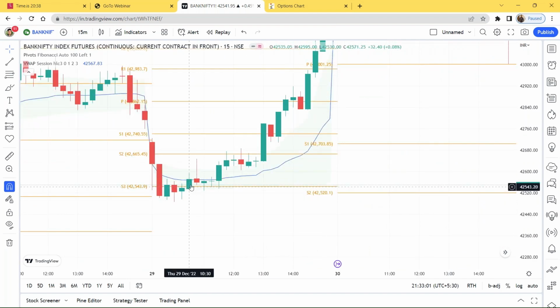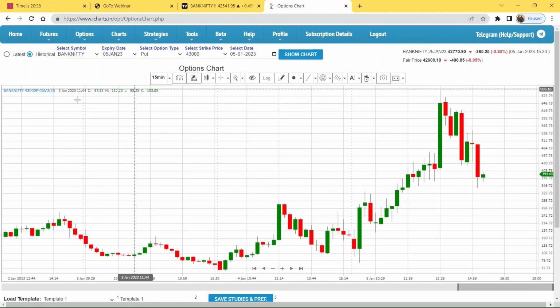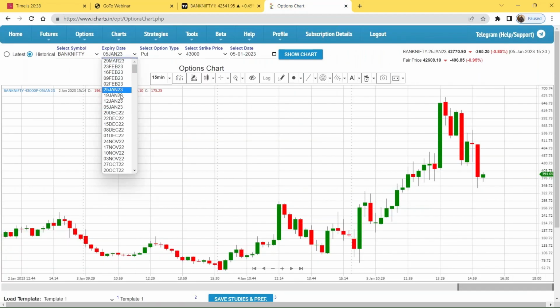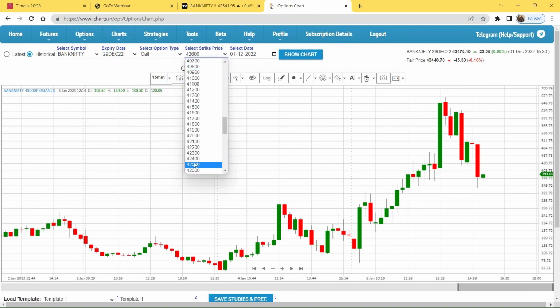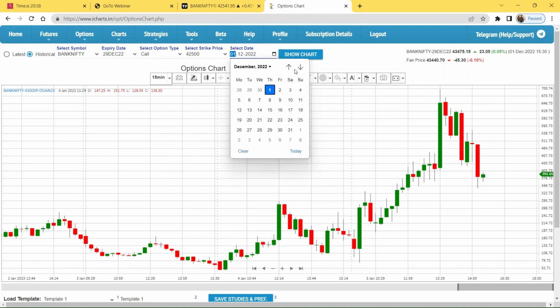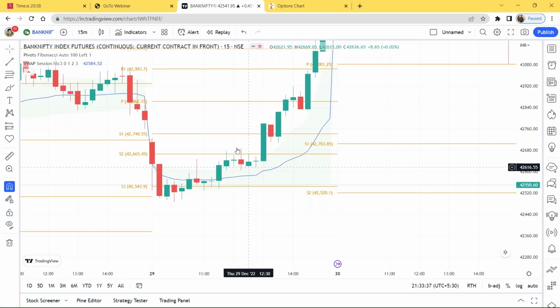Okay, this is 29th of December. Perfect valid trade 10:30. Now let's go to the options. Now, which strike price will you choose? 42595. So you don't have to go out of the money. So the nearest in the money or at the money here is 42,500. Okay, expiry would be here 29th December. This would be call. This would be 42,500. And the date would be 29th of, sorry, what was the date here? 29th of December.